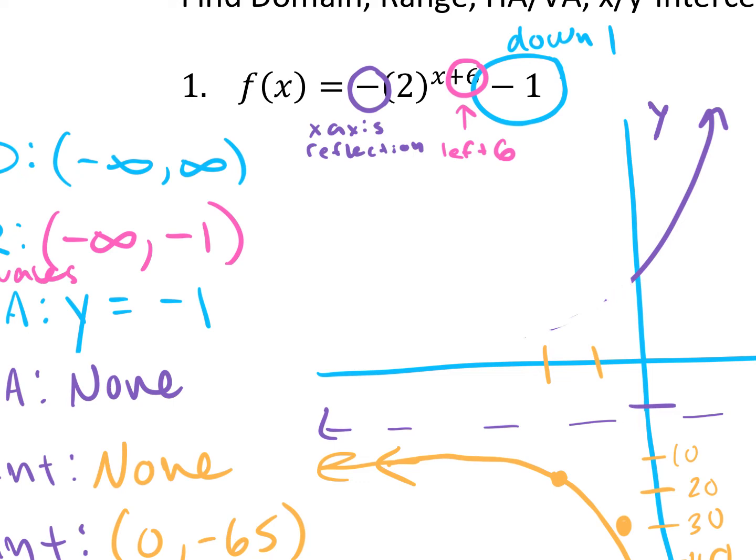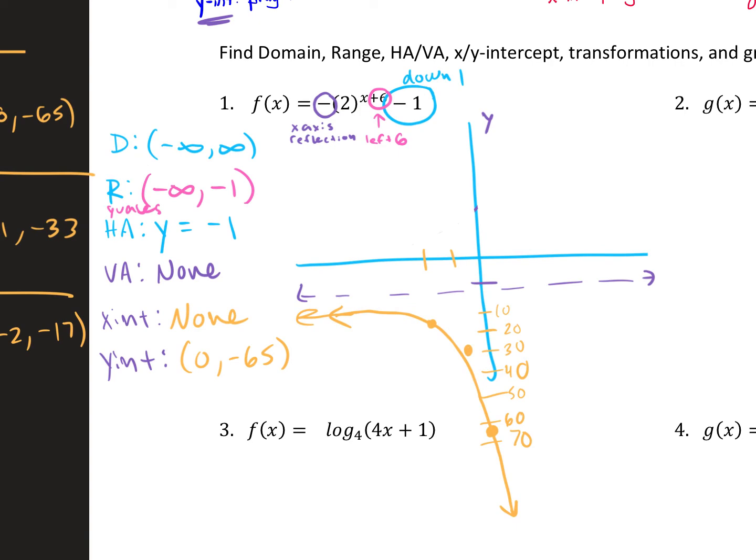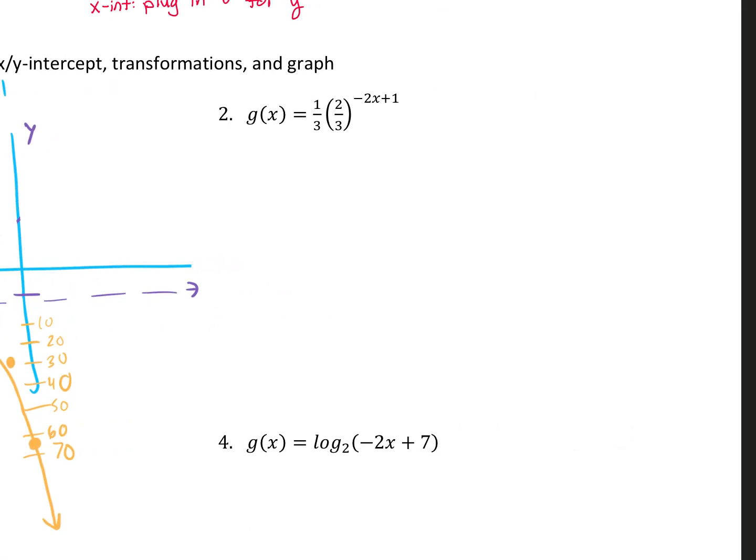Yes, Caroline? So we only need to show the one with the reflection? Like we're not showing the original? No, you'll just have to graph the graph it gives you, so you don't have to start with the original. All right, let's look at number 2.